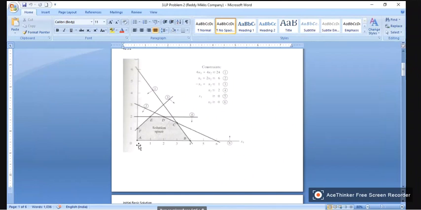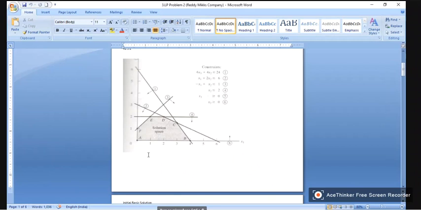So in the first table, we are at this point. In the second table, we are at this point. In the third table, we reach this point. We got the solution at C, am I right? So C is the solution. Optimum solution.